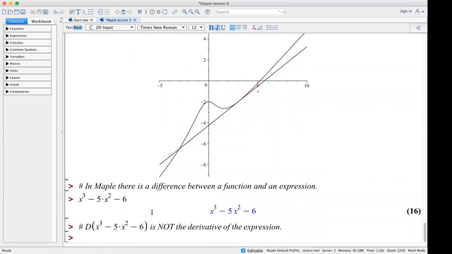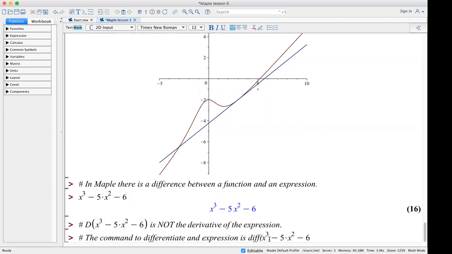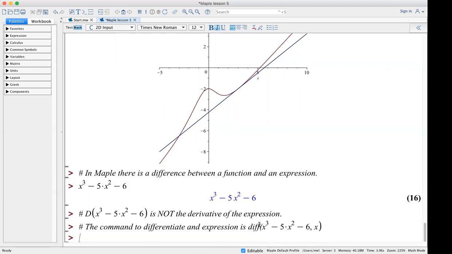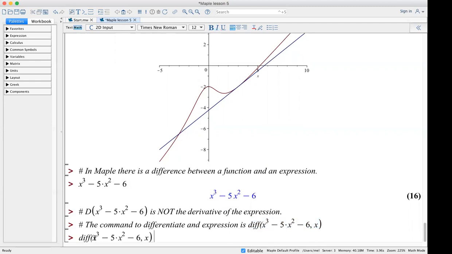But there is a command to differentiate an expression. The command to differentiate an expression, which gives you another expression, is you write diff for differentiate, and then you plug in whatever your expression is. For example, and then you write comma x to emphasize the fact that you're differentiating with respect to x. So this is the command to differentiate an expression. And let's just see if it works.